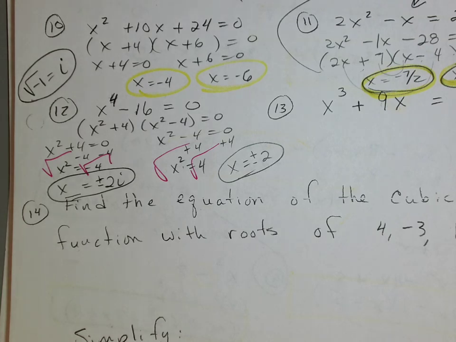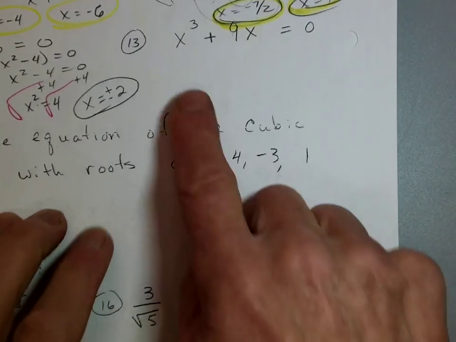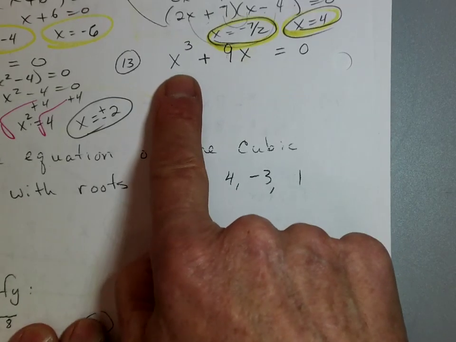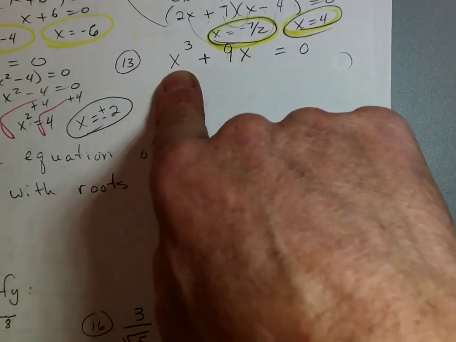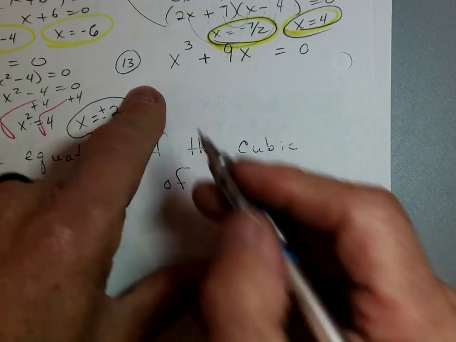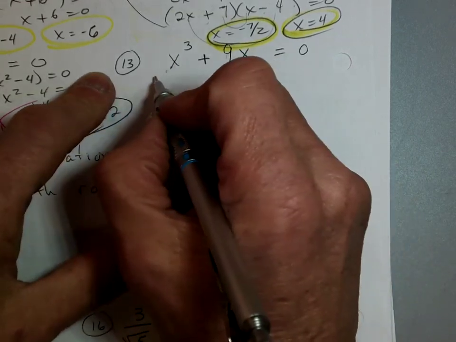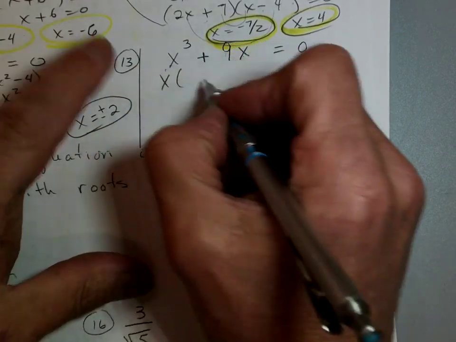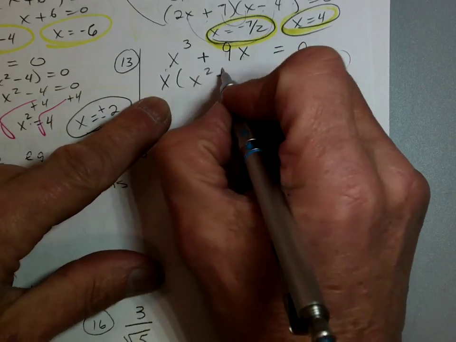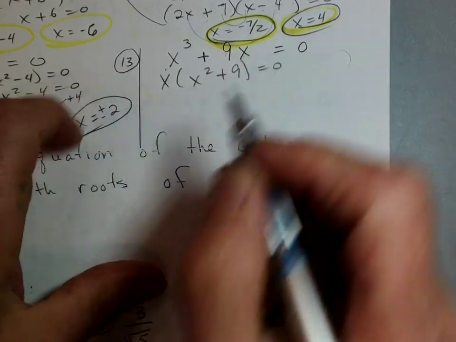All right. Now, number 13. How many answers? 3. And then we will have an i answer. I'll show you. So first step, let's common factor out the x. x squared plus 9. How am I doing? Okay.